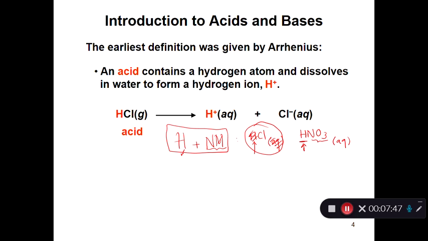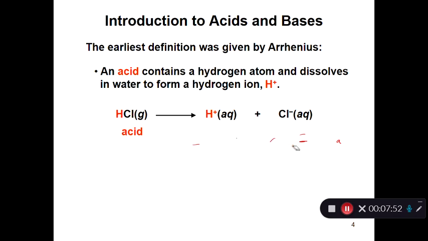When we talk about Arrhenius theory, we are going to use this definition: acids contain a hydrogen atom and dissolve in water to form hydrogen ion, H plus. So I may ask you to consider that one. If we have an acid and add it to water, it means we can dissolve it in water, so it is going to produce H plus.